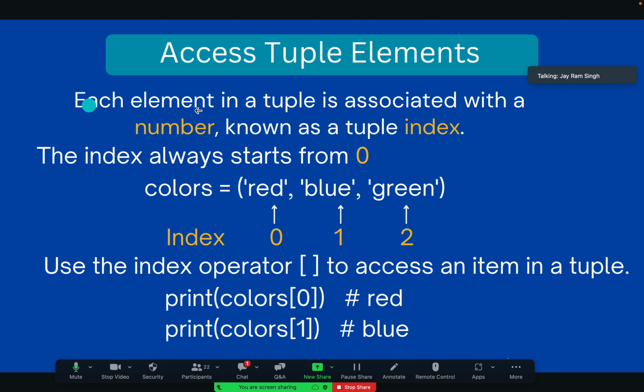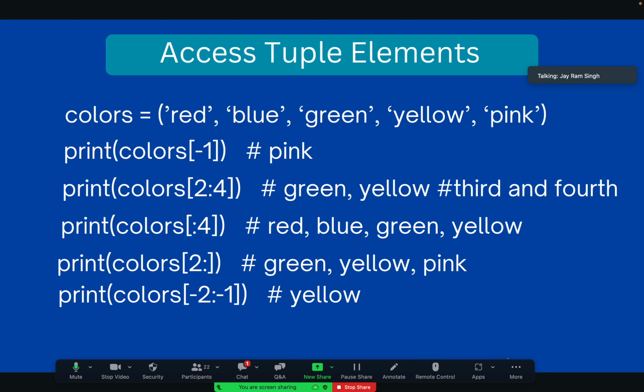This is the same storage. This is 0, this is 1, this is 2. And you can access the elements by this index. At 0, what will it return? At 0 index, what is the value? At 2, what is the value? Green. So in a similar way to list, you can access the elements of tuple. The only difference understood till now is that we're not able to change. This is the similar thing. -1, what will return? Pink. 2, 4.